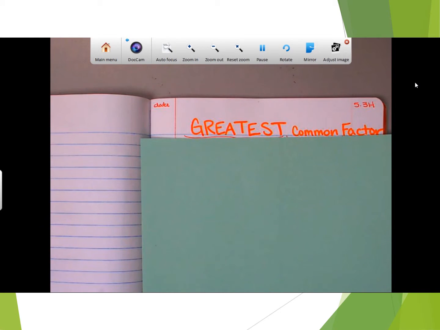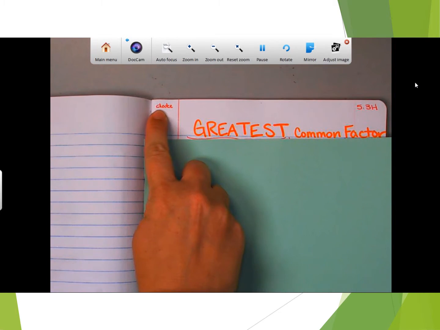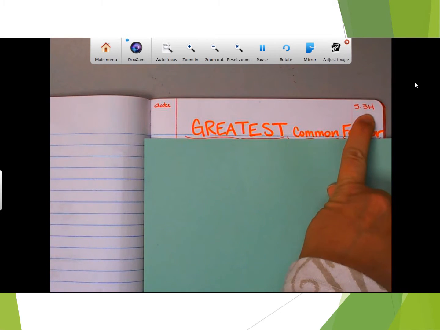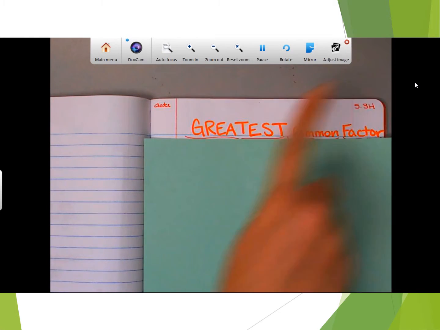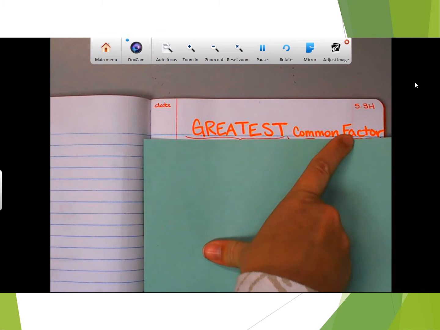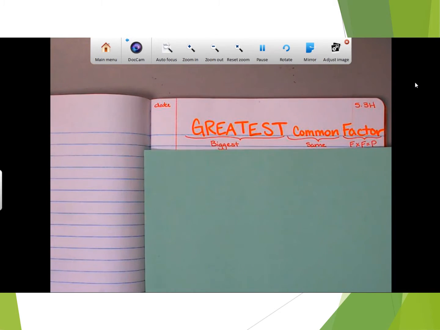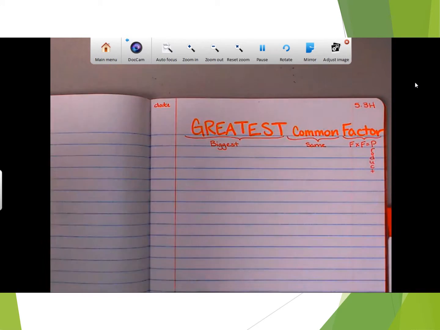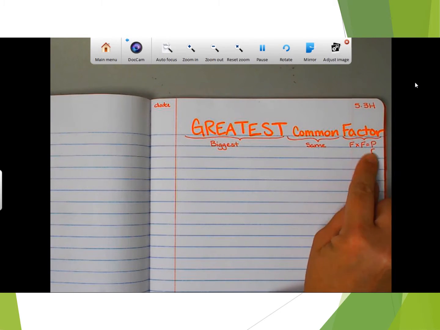Alright guys, you've turned to the page listed on the instructions. In the corner you're going to write your date. On the other corner you're going to write your TEK 5.3H. Your title is Greatest Common Factor. And of course greatest is going to mean biggest. Common means the same. And factors are the two numbers you multiply together to get a product.